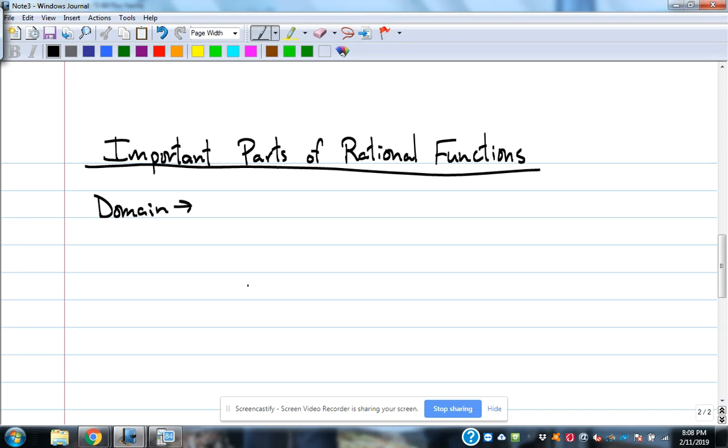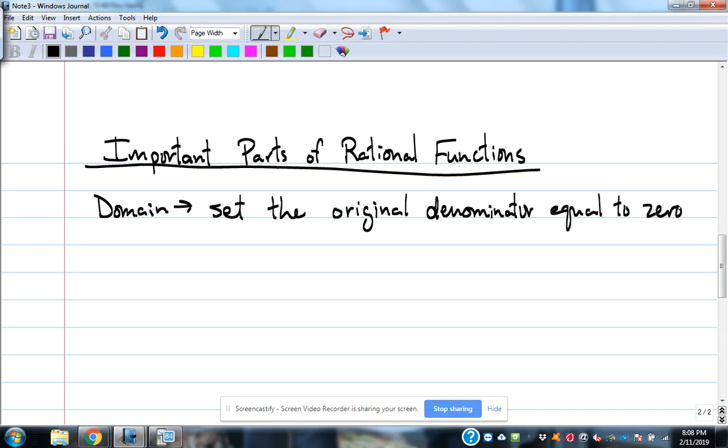Domain is going to happen before we simplify. Remember, we talked about that in the first section, that you find the domain of a rational expression before you simplify it. So we've got to do that. We want to set the original denominator equal to what? 0. That's how we're going to find the domain. You got to use the original. Don't use the simplified version. You got to find the domain before you simplify.